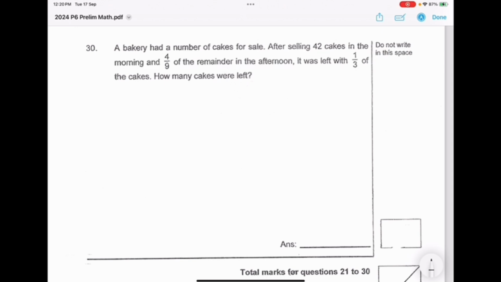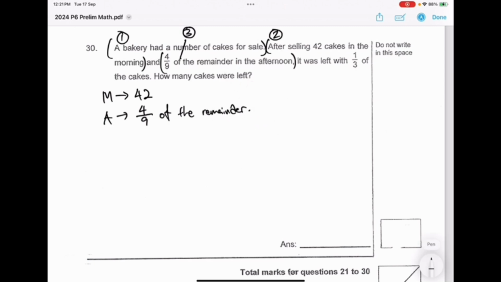Alright, let's look at question number 30, the last question of booklet B. A baker had a number of cakes for sale. This sentence doesn't give us much information. Let's move on to the next sentence. It says, after selling 42 cakes in the morning, from this we know that in the morning, the bakery sold 42 cakes. And 4/9 of the remainder in the afternoon. So in the afternoon, we know that the baker sold another 4/9 of the remainder. Moving on to the next part, it says it was left with 1/3 of the cakes.